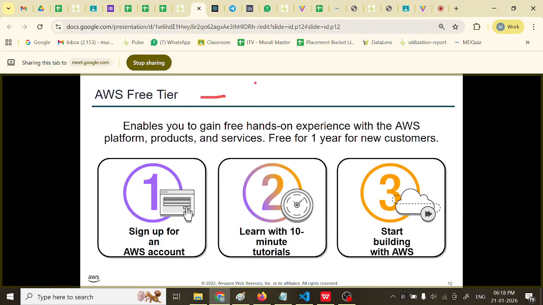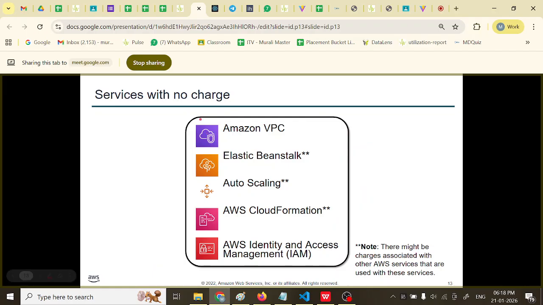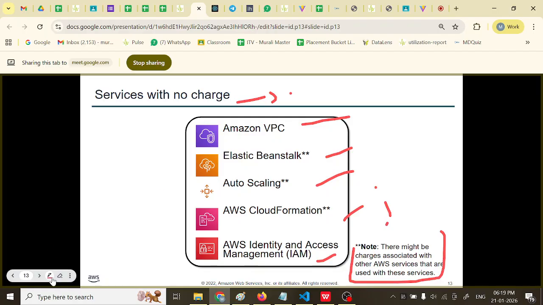Then about the AWS free tier architecture, you have a 6 months free account. You can sign up and learn within 10 minutes. Just log into your account. I told you, I just logged into my account and showed you. And what are the free services? What are the free services AWS is giving by default? Amazon VPC, Elastic Beanstalk, auto scaling, CloudFormation, and IAM. So IAM, they are giving it for free. So these are the free services, but it will be charged if you are associating with any other resources. That will be charged.